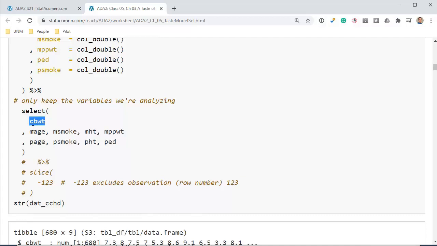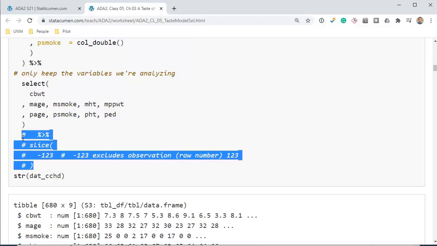So we have the child's birth weight. We've got a set of variables for the mother, all beginning with M, and the ones for the father begin with P. So we're looking at the age, smoking, height, and then for the mother we've got pre-pregnancy weight, and for the father we've got education. So can these help us predict a child's birth weight?